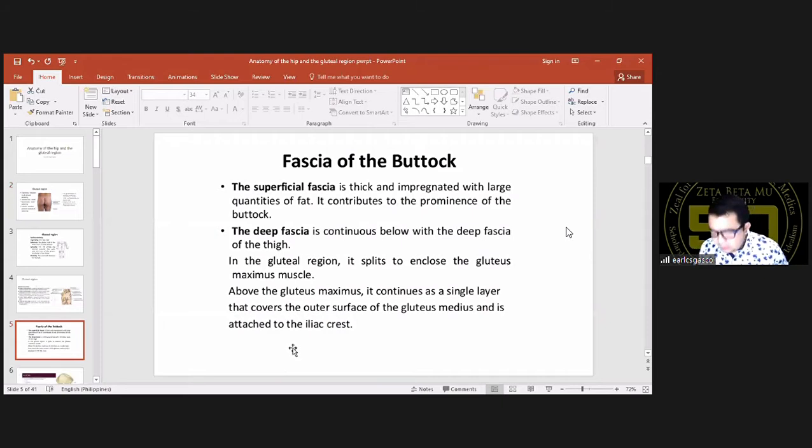Now for the fascia of the buttocks, we have two, the superficial fascia and the deep fascia. The superficial fascia is thick and impregnated with large quantities of fat. Together with the gluteus maximus, it contributes to the prominence of the buttock. In persons with a rolling down behind, it's because of the thick, abundant fat within the superficial fascia. Next, we have the deep fascia, which is continuous below with the deep fascia of the thigh. In the gluteal region, it splits to enclose the gluteus maximus muscle. Above the gluteus maximus, it continues as a single layer that covers the outer surface of the gluteus medius and is attached to the iliac crest.